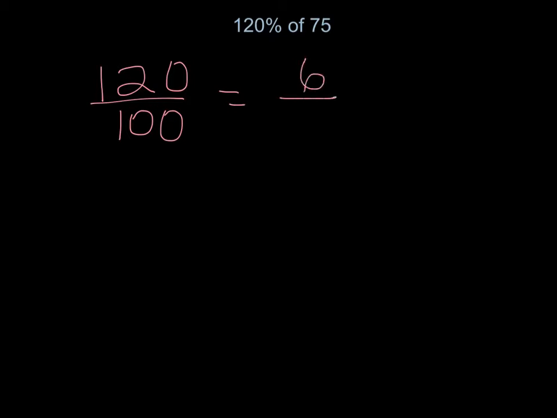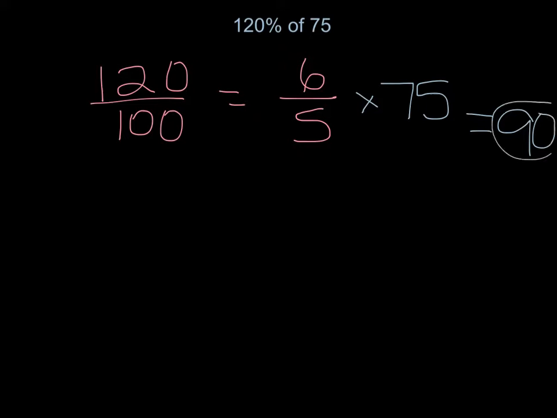So for the first example, let's change the percent into a fraction. So we write 120 over 100, or 6/5. So then we have to find 6/5 of 75. So you multiply, and when you get 6/5 of 75, we get 90.